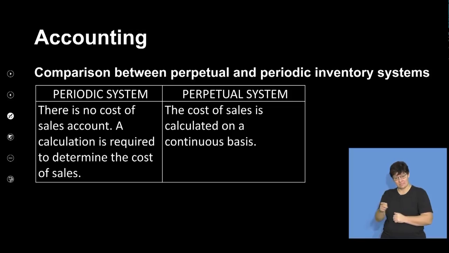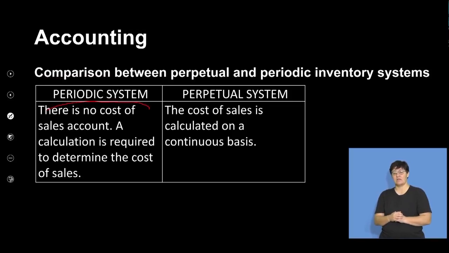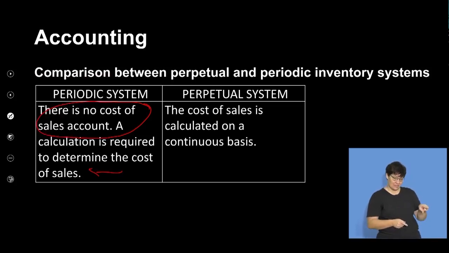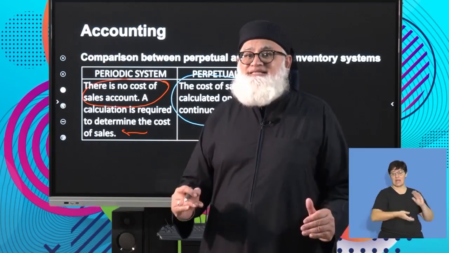With regards to periodic, you can clearly see there is no cost of sales account. Very, very important, right? You actually have to do a calculation to verify and to work out the cost of sales. Whereas if you are looking at the perpetual system, there is a cost of sales account. In other words, you're continuously keeping that cost of sales account updated.